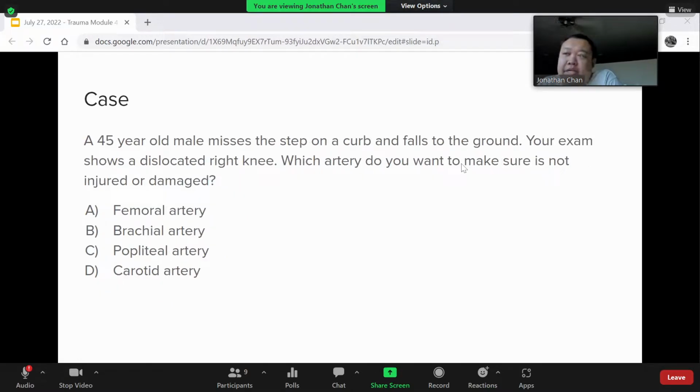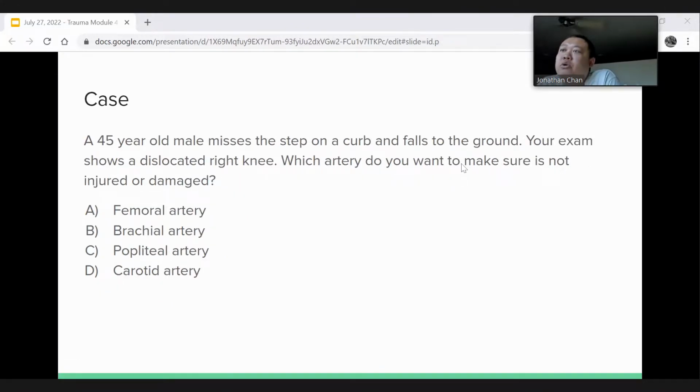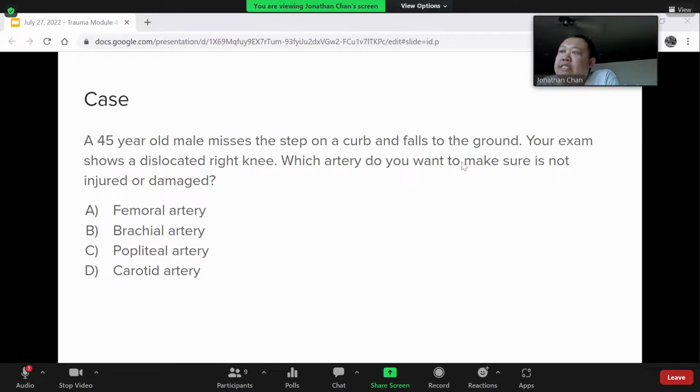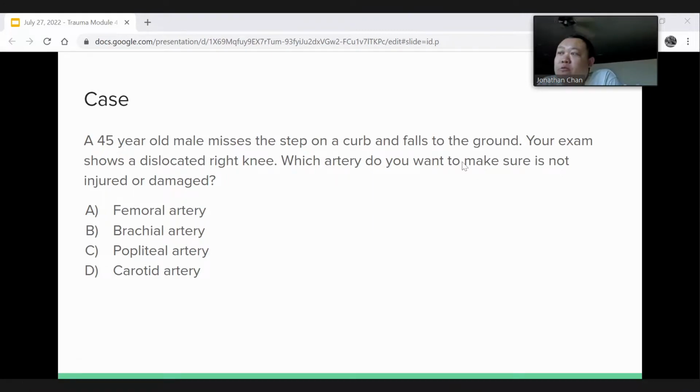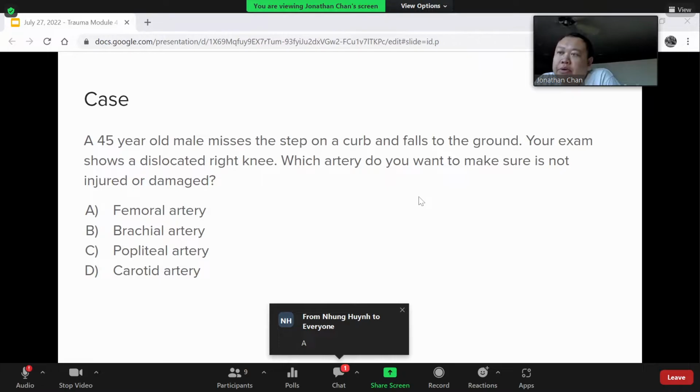Last question before we get into the lecture here. A 45-year-old male misses the step on a curb and falls to the ground, and your exam shows a dislocated right knee. Which artery do you want to make sure is not injured or damaged? The femoral artery, the brachial artery, popliteal artery, or carotid artery?